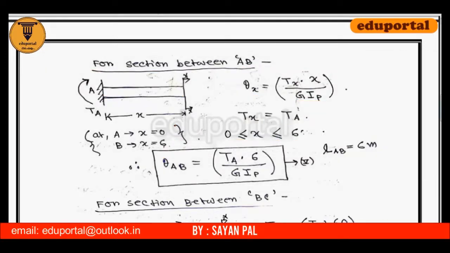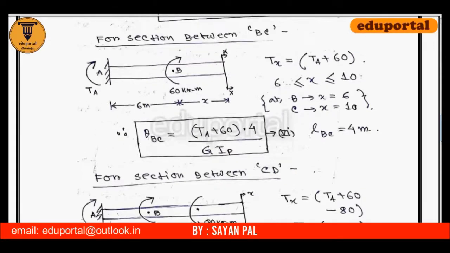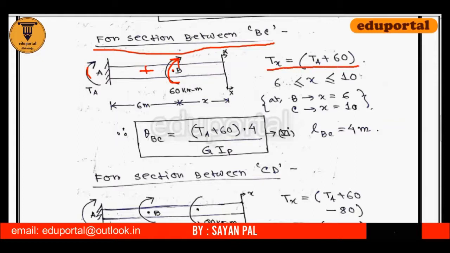Now we will do a similar thing for the other sections as well. This is for section BC. So Ta is there, and 60 kilonewton meter clockwise at B. This is also clockwise, so these two will be added. So Tx, that is the torque at any section x between B and C, is equal to Ta plus 60. X is between 6 and 10 meter.